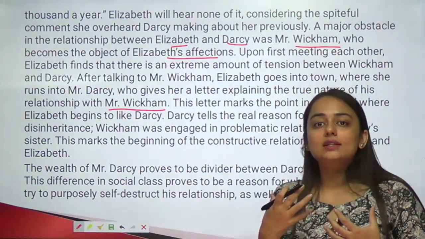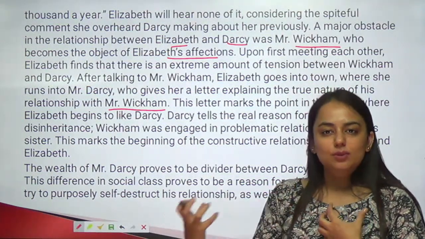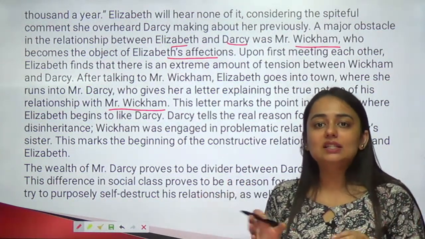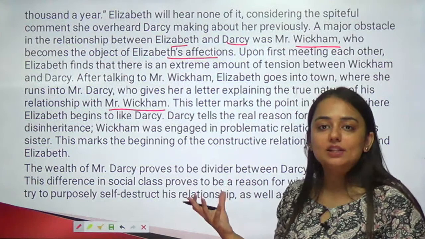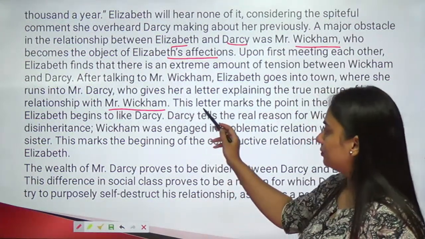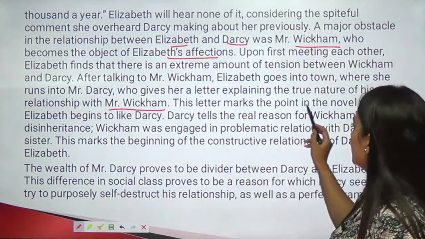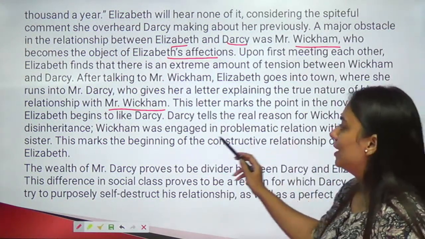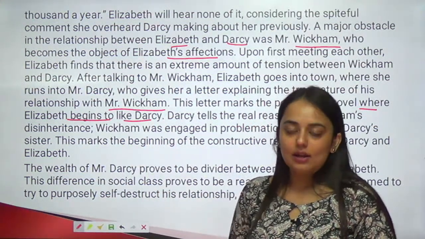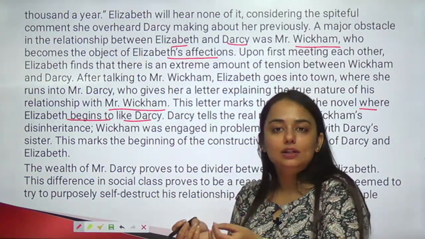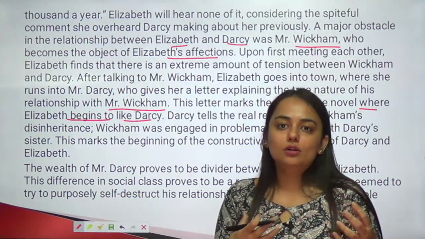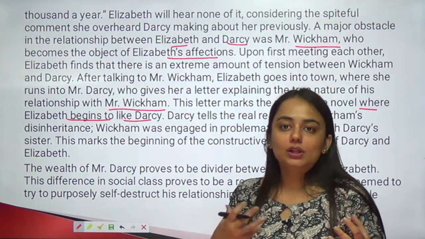He's giving reasons why he has a tension with Mr. Wickham. Do you see now? There are no facts over here. It's simple narration. Such passages are relatively easy. The questions though may be a little tricky. Now, this letter marks the point in the novel where Elizabeth finally begins to like Darcy. Darcy has handed over a letter to Elizabeth explaining why there is this kind of animosity between Darcy and Mr.